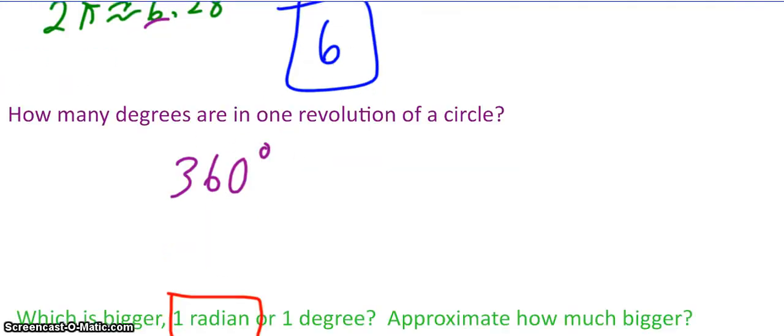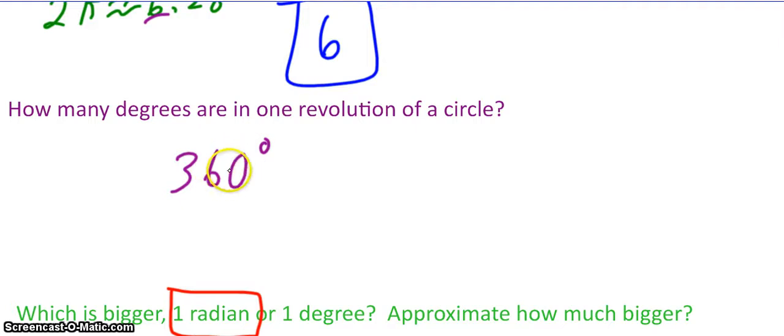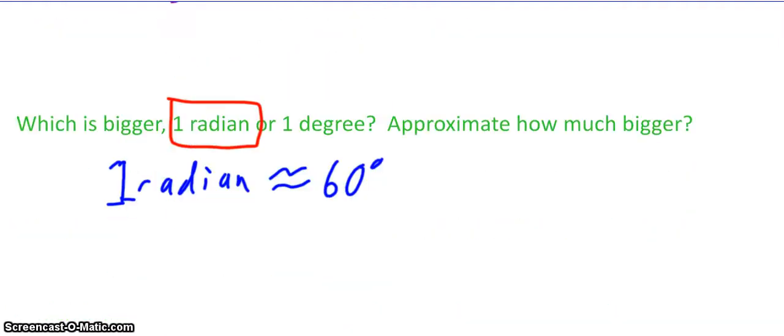And then approximately how much smaller or bigger? Well, 360 divided by 6 is 60, right? So 1 radian is close to 60 degrees. It's actually closer to 57 degrees, but we can say, just for rough approximations, it's close to 60 degrees. That helps you get a better visual when you're trying to think in your head about what is 1 radian? What is 2 radians? And we can say, okay, well, that's approximately 60 degrees. 2 radians is close to 120 degrees.